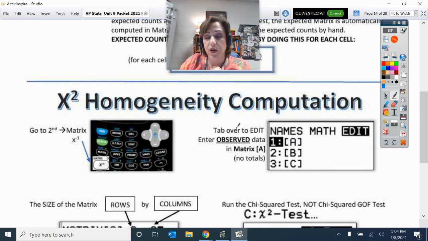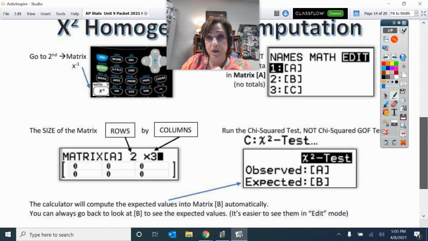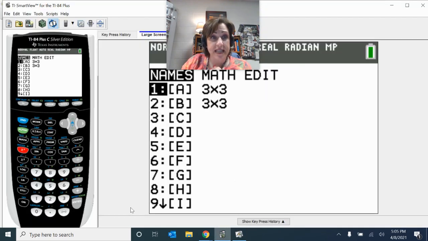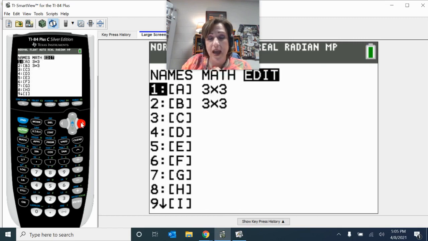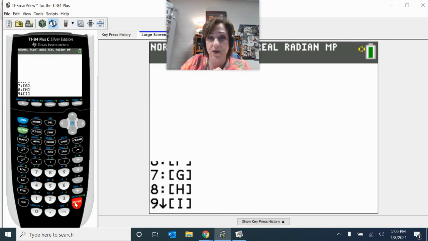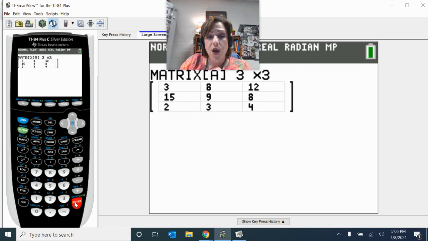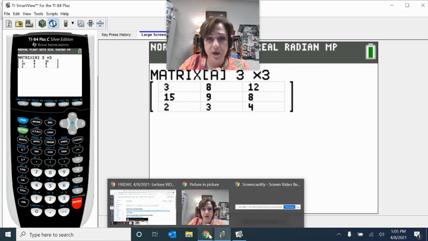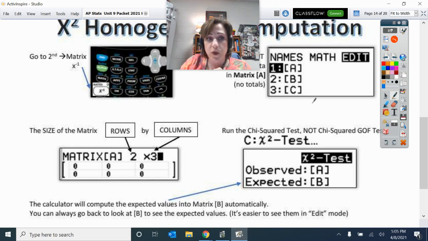Now, tab over to edit right here. And you're going to enter your observed data into matrix A. Now, you can see I already have data in there. Look, I've already had a 3x3 matrix. So watch this. When I tab over, I don't know how to clear these things out actually. So if I go enter into this, there's already data. Well, it's okay because you can type over the data, and so I've not really ever worried about clearing those out. But we do need to make it the correct size.